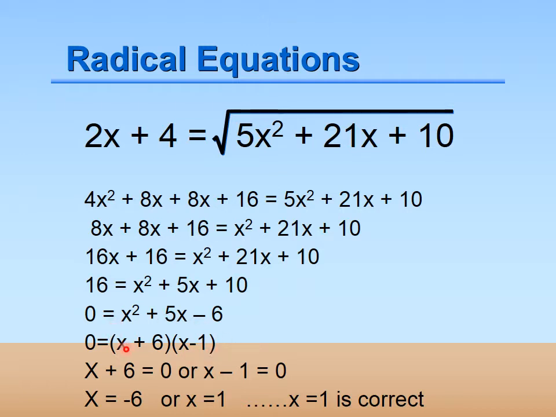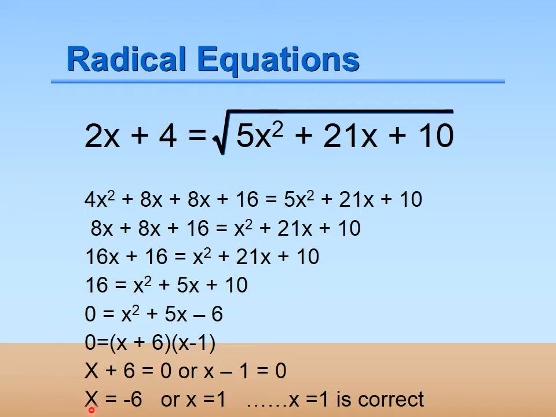You can also use the reverse box method to help you figure out what those two factors are going to be. So now I have 0 equals x plus 6 times x minus 1. Well, the zero multiplication property says that if 0 is equal to two numbers multiplied together, then one of them is equal to 0. So either x plus 6 is equal to 0 or x minus 1 is equal to 0. So now we solve for x, and so either x is equal to negative 6 or x equals 1. So either of these could be our answer.